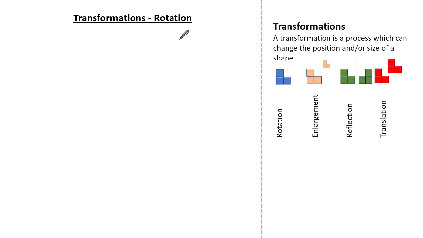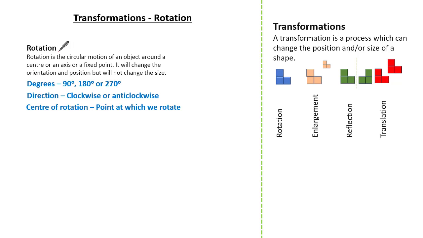So what is rotation? Well, rotation is the circular motion of an object around a center or an axis or a fixed point. It will change the orientation and position, but it will not change the size. When we rotate, we need 3 pieces of information. We need the degrees, 90, 180 or 270. We need the direction, clockwise or anti-clockwise, and we need the center of rotation. This is the point at which we rotate.